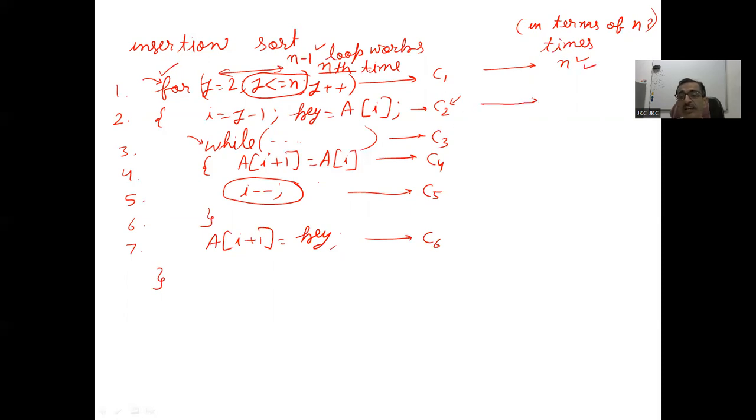Yes, now you can say because the loop executes n minus 1 times, both these statements will execute n minus 1 times. What about this statement? Not sure, because this is a while loop, and I have a condition: while i greater than 0 and something.